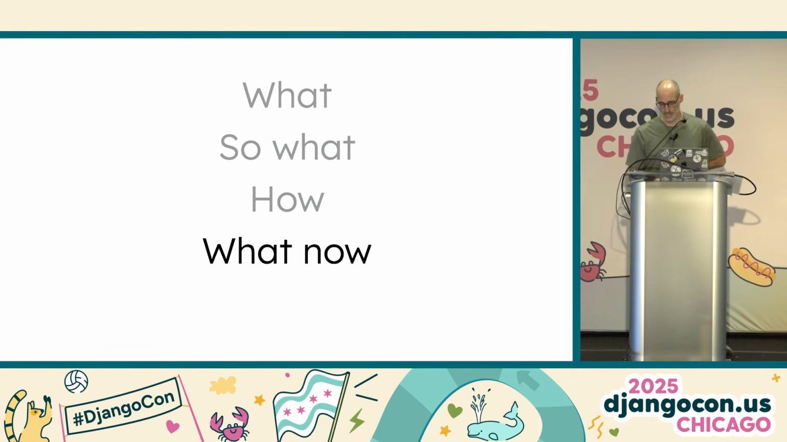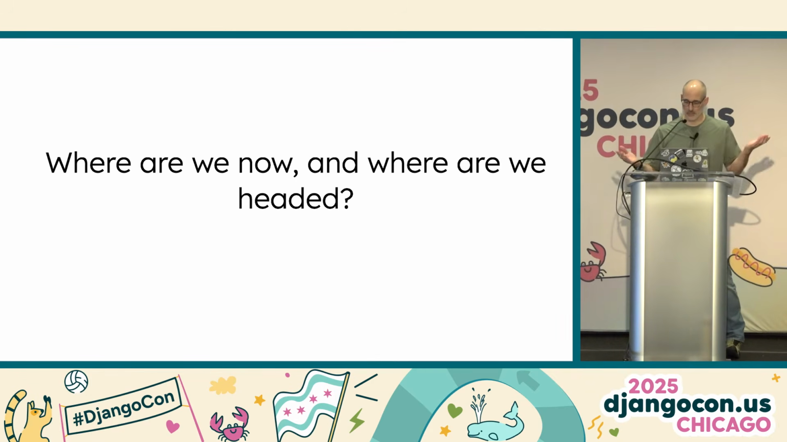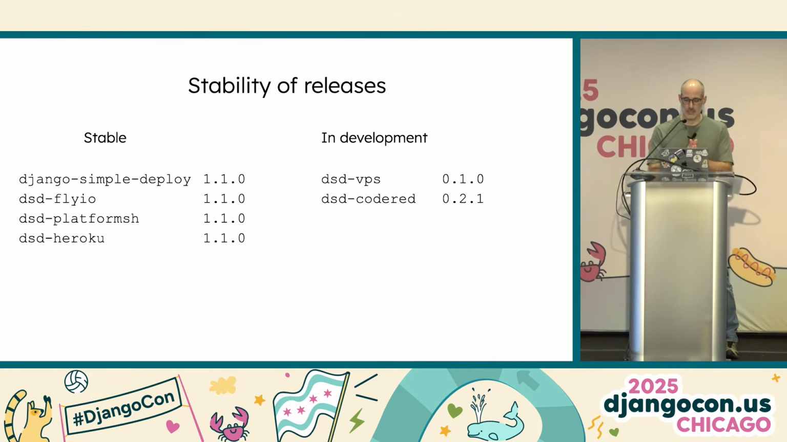All right, so what next? What's next for this project? Where are we now? Where are we headed? Django-simple-deploy is stable at a post 1.0 release. This means the API is stable and bug reports should be addressed promptly. The Fly, Platform SH, and Heroku plugins are included in the Django-simple-deploy organization, and there are stable releases as well.